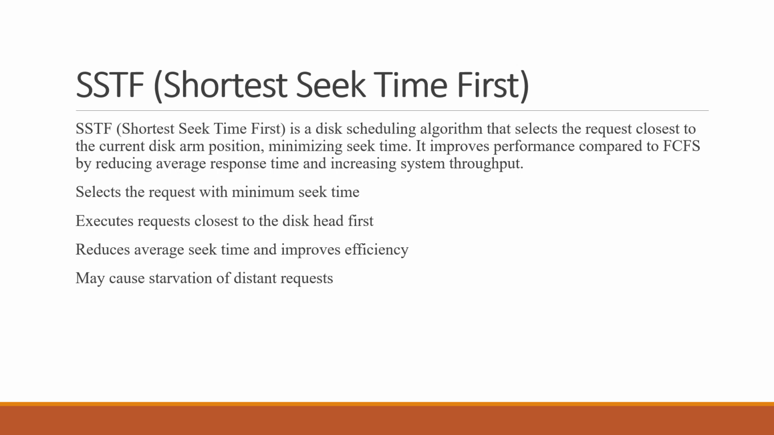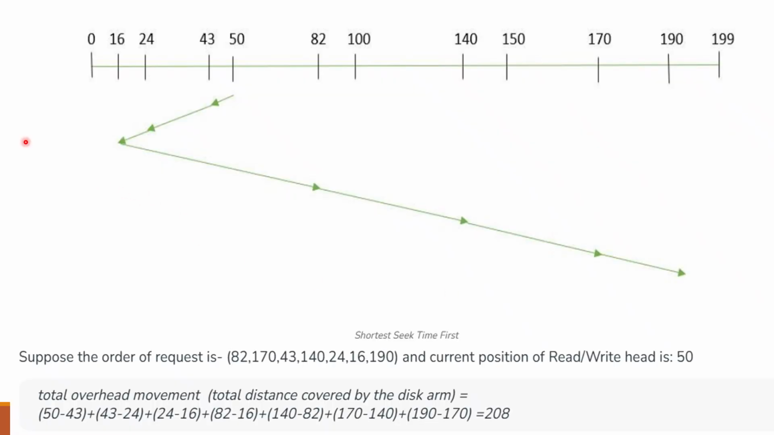with an example. First, the order of request is 82, 170, 43, 140, 24, 16, 19, and the current head position is 50.